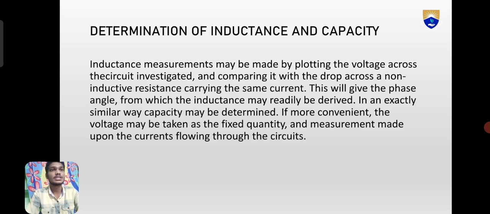Determination of inductance and capacity. Inductance measurements may be made by plotting the voltage across the circuit under investigation, then comparing it with the drop across a non-inductive resistance carrying the same current. This will give the phase angle from which inductance may be derived in an extremely similar way. Capacity may be determined if the voltage is taken as a fixed quantity and measurement made upon the current flowing through the circuit.